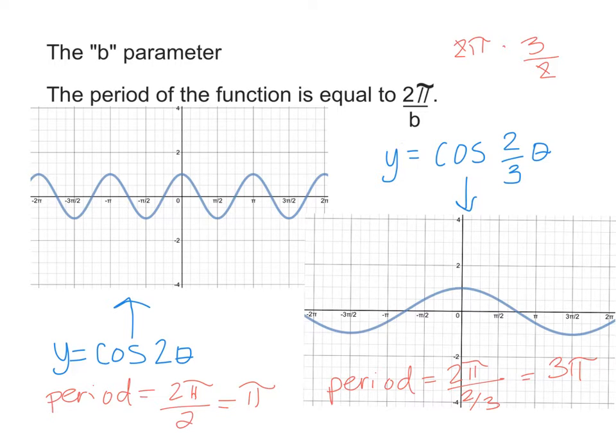So the period of this blue one is 3 pi. If we find a spot that we can use as a starting spot, and from what I'm seeing, I'm going to use minimum because I can see both minimums. From here all the way over to here, that's a distance of 3 pi. So that would be, let's see, 1 pi, 2 pi, 3 pi.